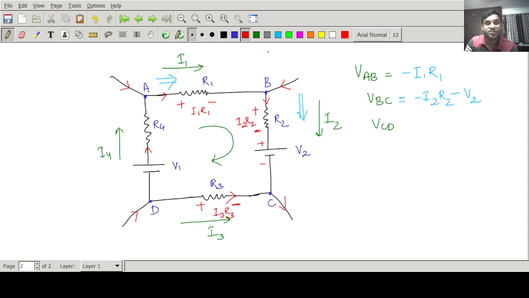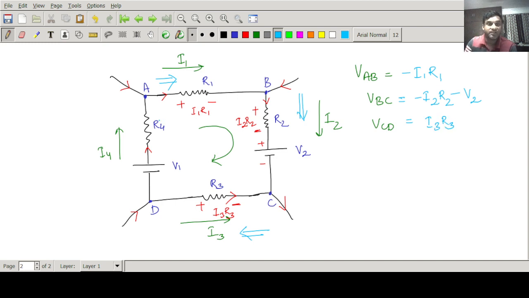But our motion is in clockwise direction. So again I'll show the direction of motion. My direction of motion is from C to D. In this case I am going from minus to plus. There is an increase in voltage, a rise in voltage. So I can write this as plus I3 into R3.